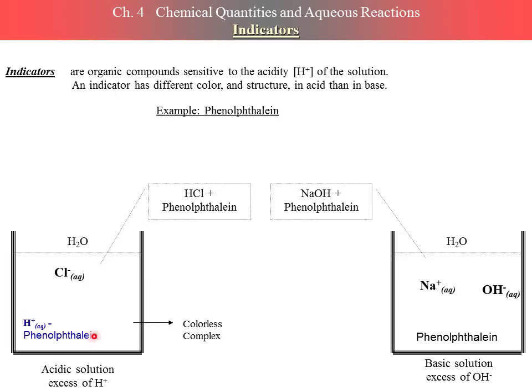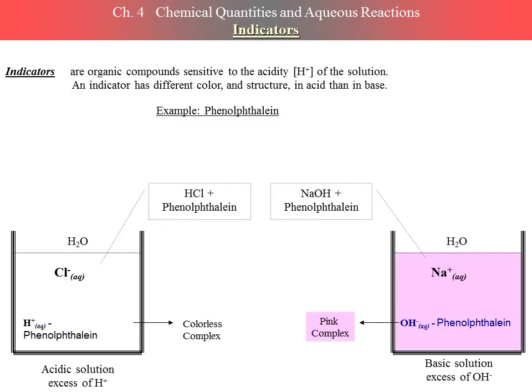When the indicator reacts with the acid, the color of the solution, the color of the indicator actually, so the color of the solution is clear, colorless. When the indicator is reacting with the base, then we have a pink color for the solution. So, in acid is clear, in base is pink. It doesn't matter how much base you have. Even if you have a tiny amount of hydroxide, the solution is going to turn pink.